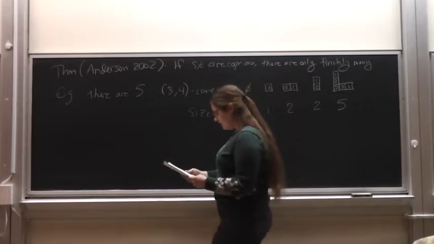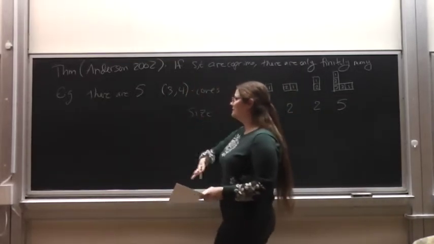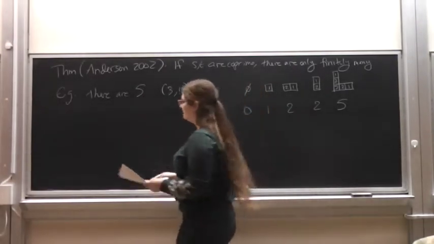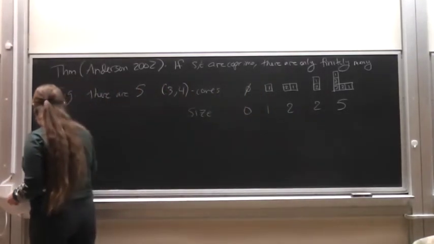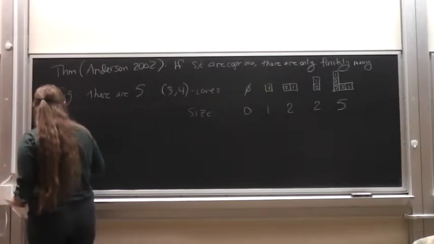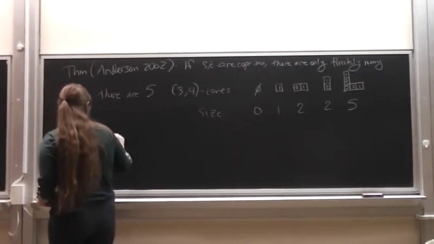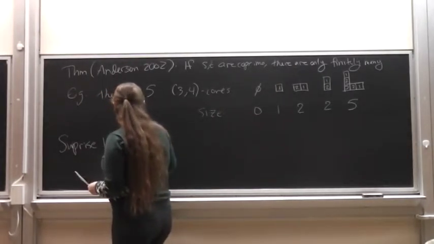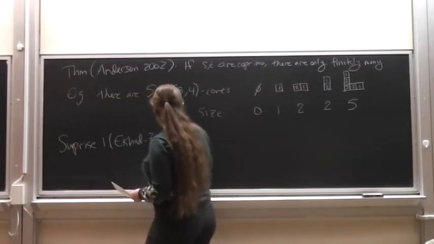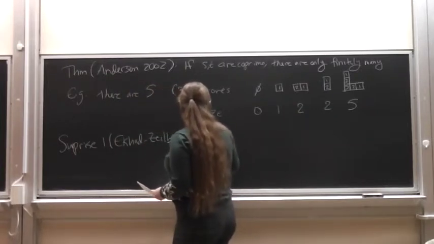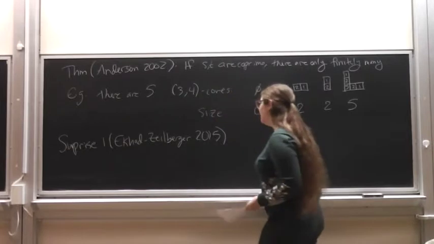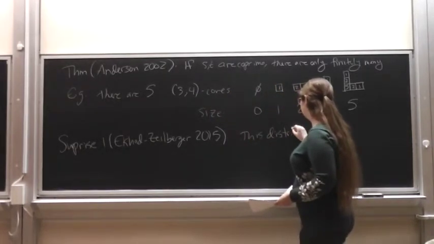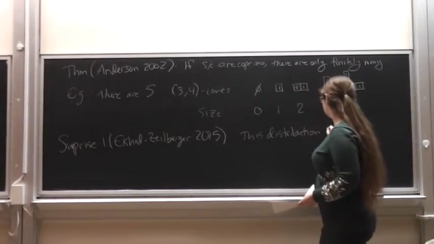So forever, from now to infinity, whenever I talk about S and T, I'm going to assume they're coprime. So the first surprise is due to Doron and his computer. And that's that this distribution is not normal.